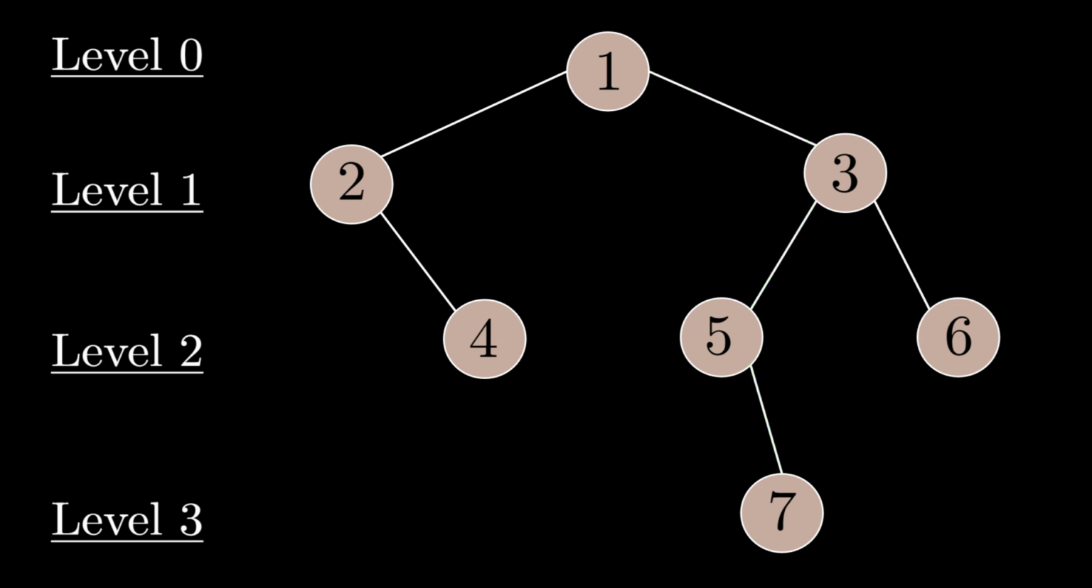The diameter or width of a tree is the number of nodes on the longest path between any two leaf nodes. This tree has a diameter of 5.